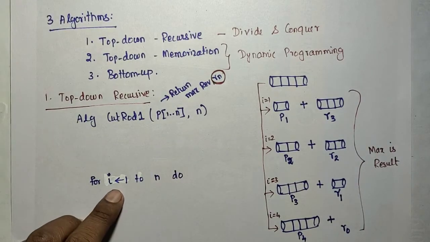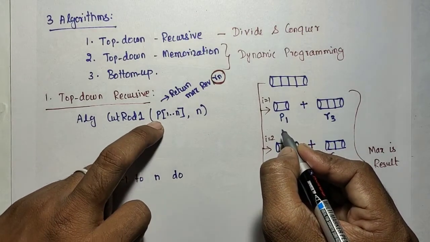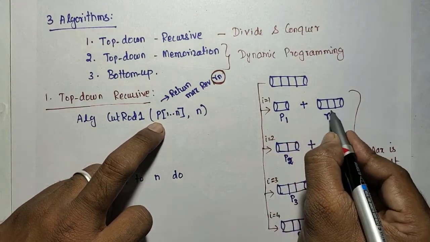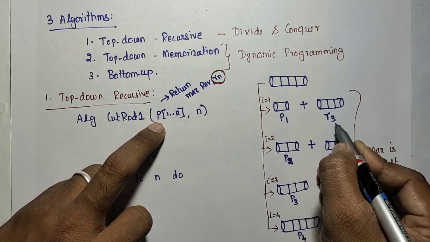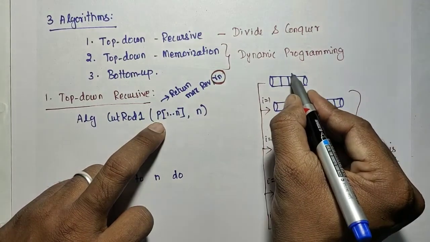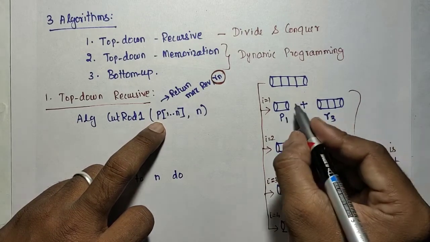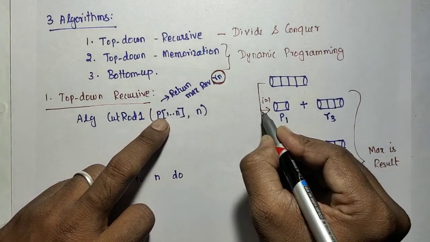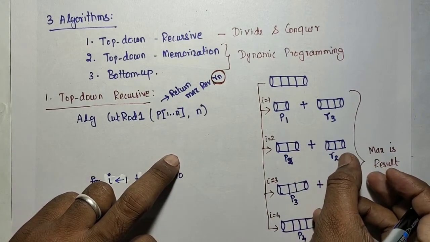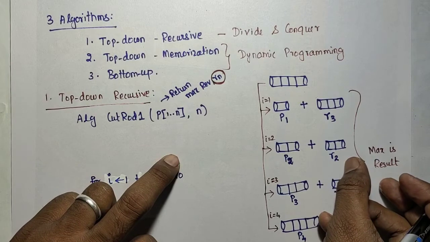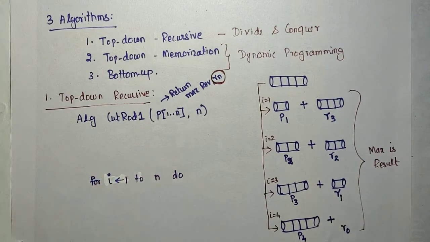When i equal to 1, I need to take P1, that is the price list P of 1, plus we need to find the revenue for the 3 inch rod. 3 inch rod means, when i equal to 1, for the remaining inch rod, where n equal to 4. So the 1 inch rod we are going to sell as it is. It means the remaining inch will be n minus 1. For the second iteration, the 2 inch rod P2 plus the remaining inch R n minus 2. Here R n minus 3, here R n minus 4, like that we have to find.